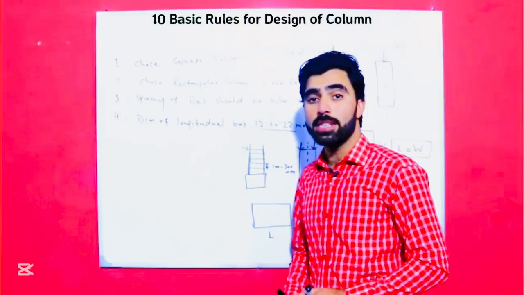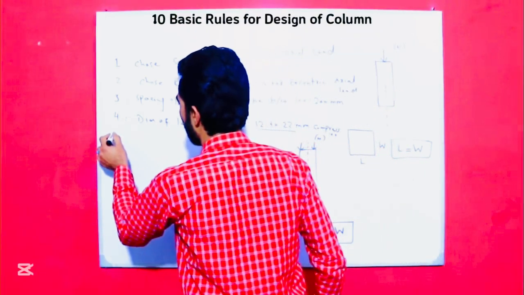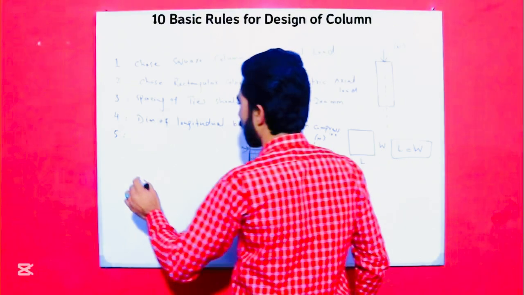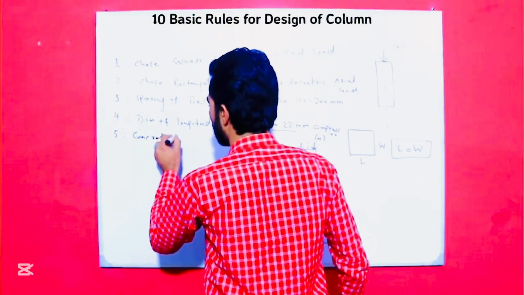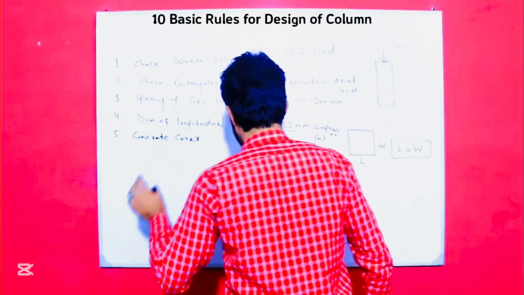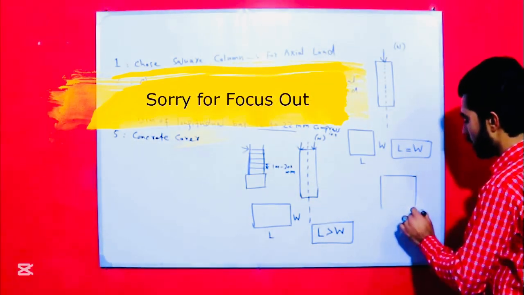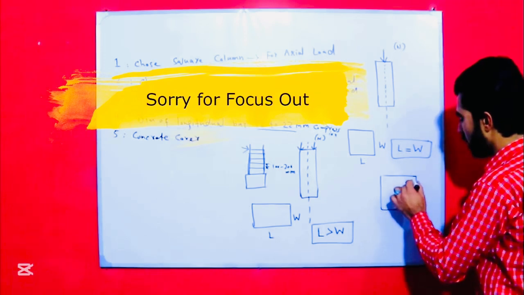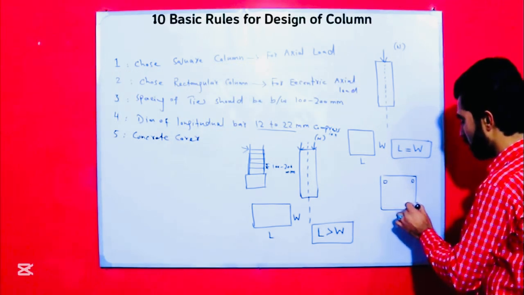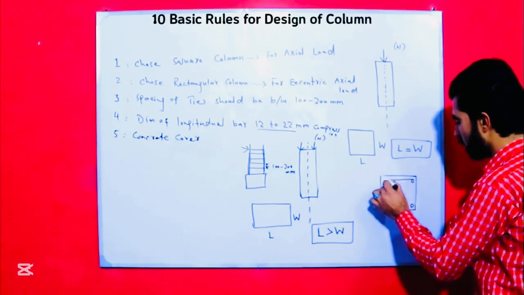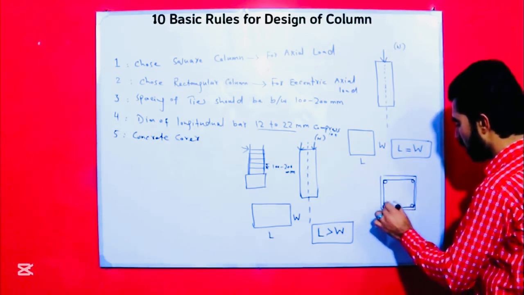Now guys, the fifth basic rule of design of column is concrete cover. As you can see here, this is an RCC column, and this is one steel bar, this is second one, this is third, this is fourth, this is lateral ties.